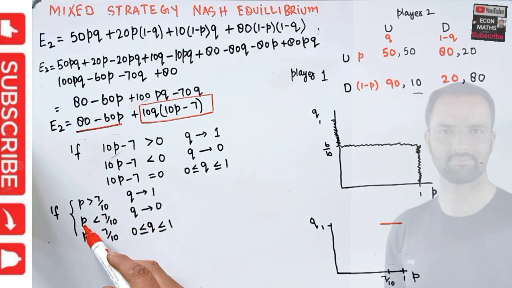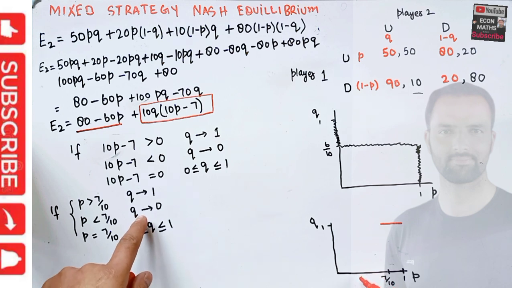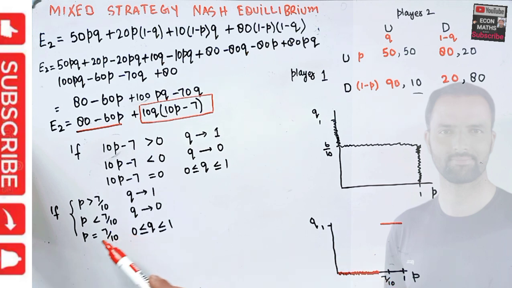Whenever we have P less than 7 upon 10, player 2 chooses Q with probability 0. So in this case he will choose in this region, that is Q is 0 here. And whenever we have P equal to 7 upon 10, he is indifferent between Q. So obviously we will have this very thing as the reaction function.